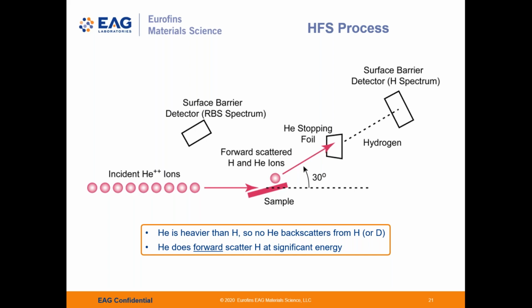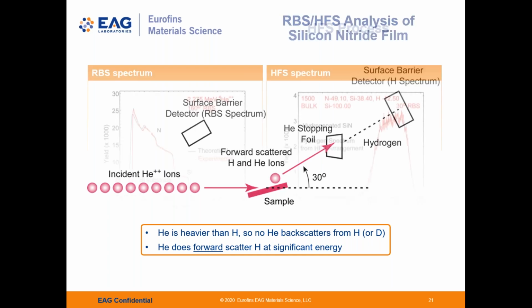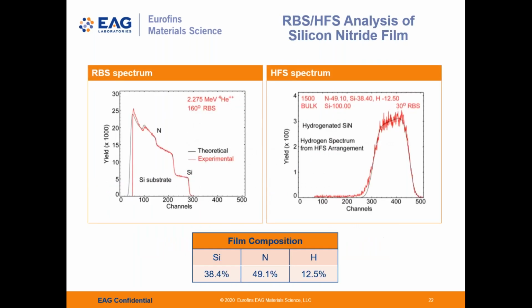It is actually a restricted form of elastic recoil detection analysis in that the only element which can be forward scattered from incident helium ions is hydrogen or deuterium. This simplifies the experimental arrangement and allows the analysis to be optimized for accurate hydrogen quantification. The next slide shows an HFS spectrum. The HFS spectrum is seen on the right.